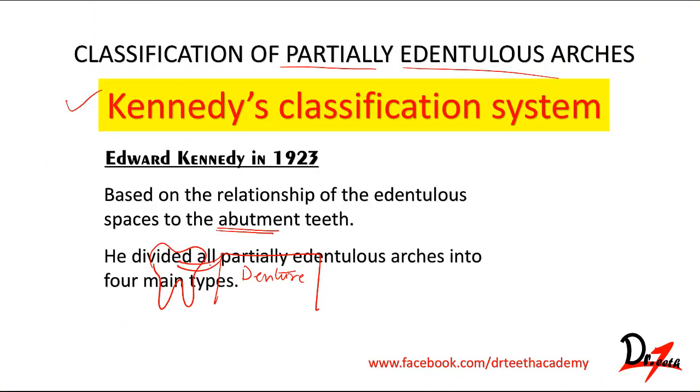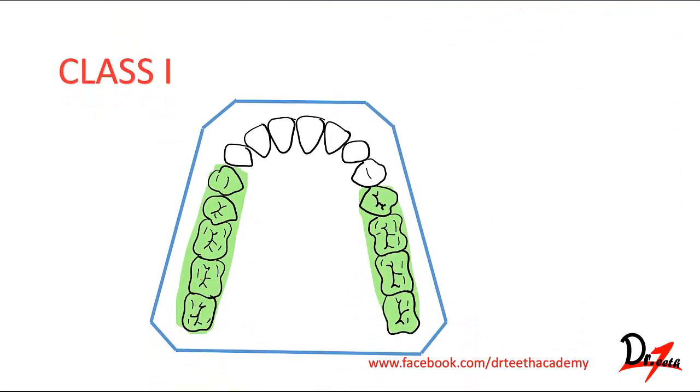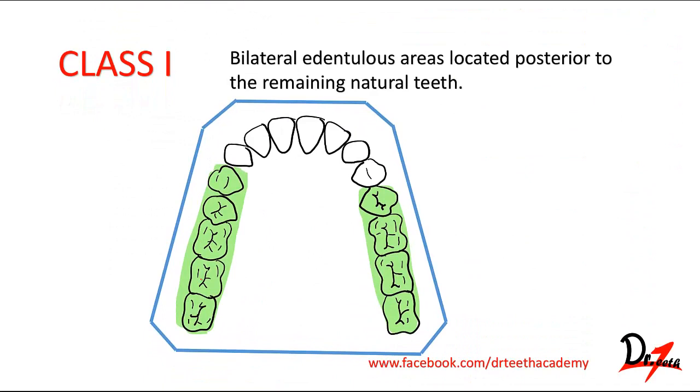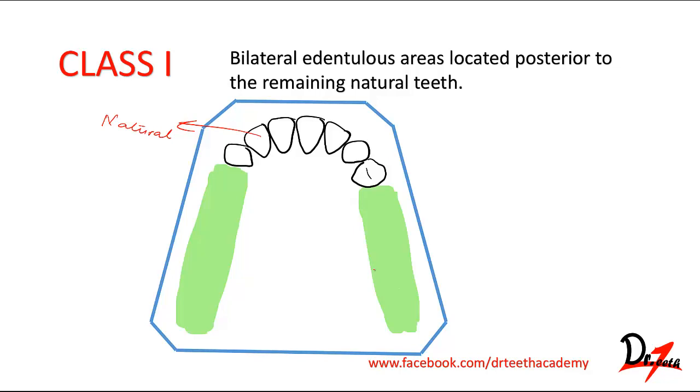So what Kennedy did, he divided all partially edentulous arches into 4 main types. So we have class 1. It states that bilateral edentulous areas are located posterior to the remaining natural teeth. So these are our remaining natural teeth, and we have edentulous areas posterior to them. So this is class 1.